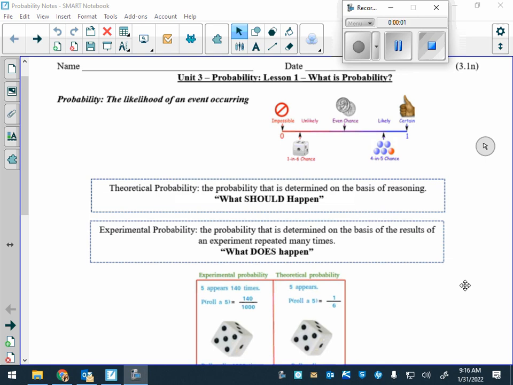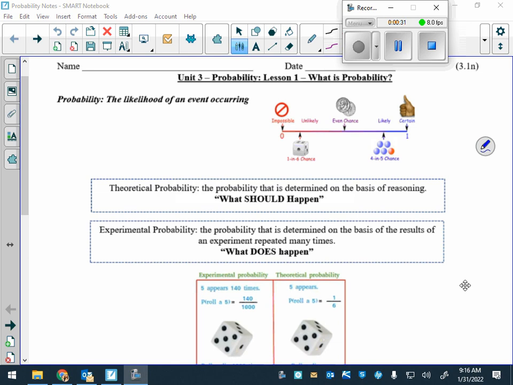So we are starting with probability, okay? And I kind of like to use this chart in terms of what is probability, the likelihood of an event occurring. So you have 0 out of how many chances, it's impossible of happening. Even like flipping a coin, it's 1/2. Certain, it happens all the time. Okay, so that's what we kind of look at.